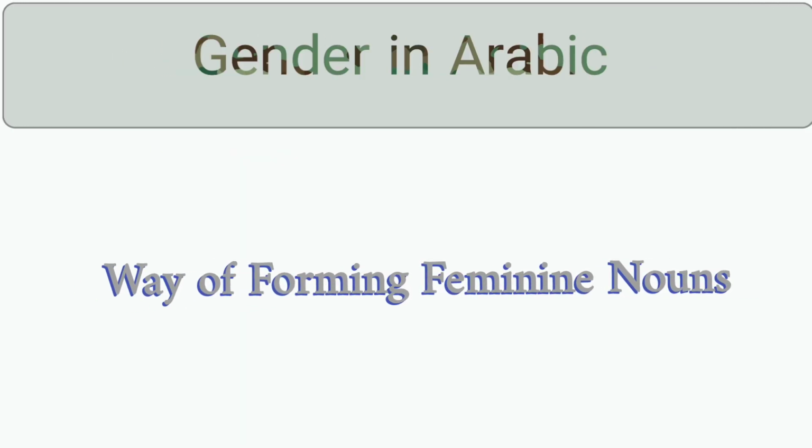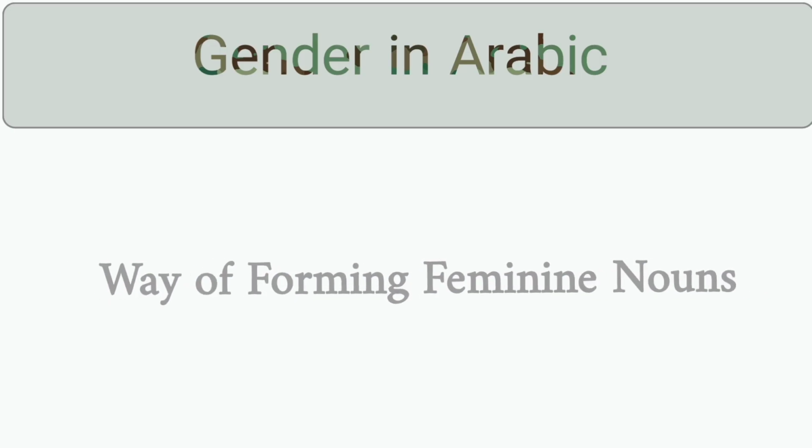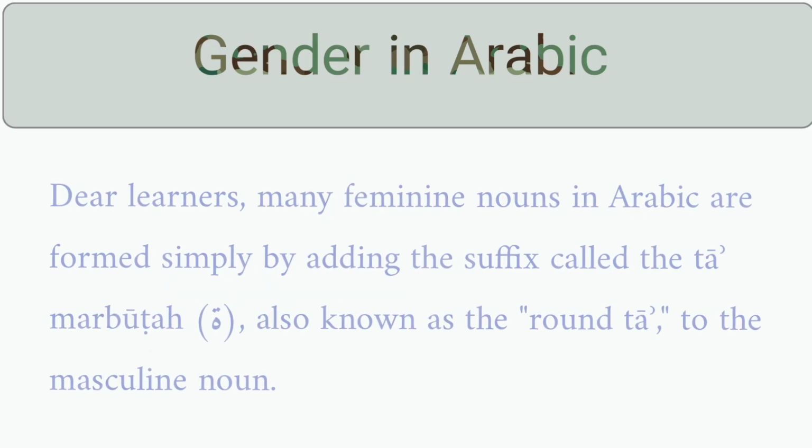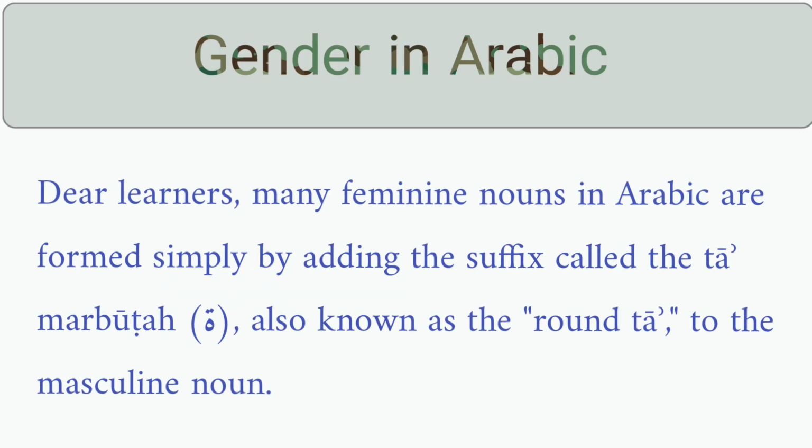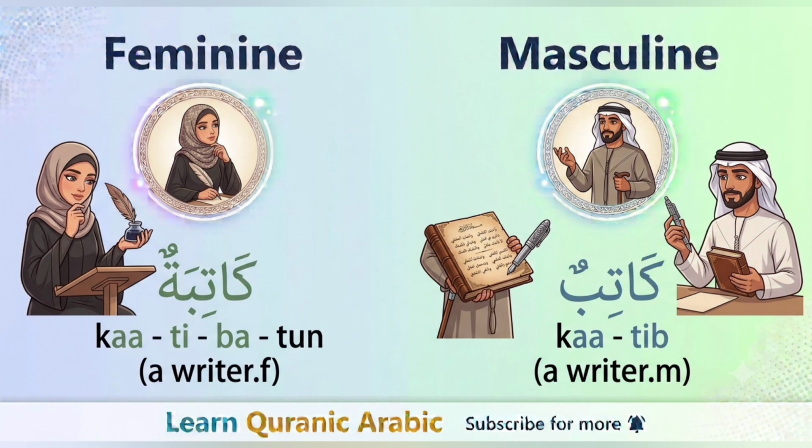Way of forming feminine nouns. Dear learners, many feminine nouns in Arabic are formed simply by adding the suffix called the ta marbuta, also known as the round ta, to the masculine noun. A male writer. كاتب. A female writer. كاتبة.